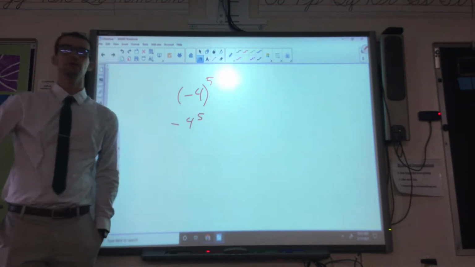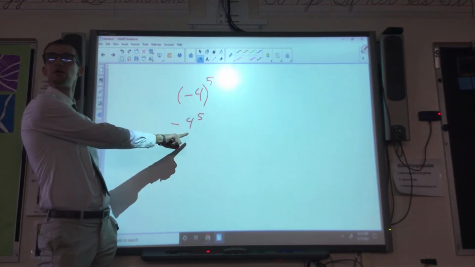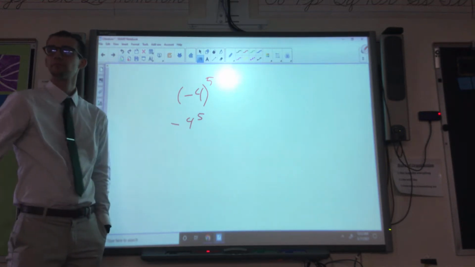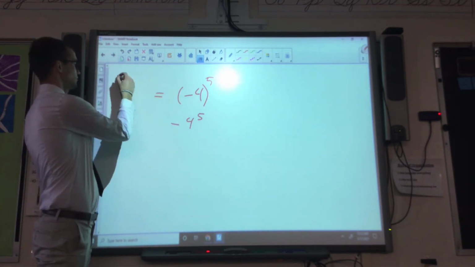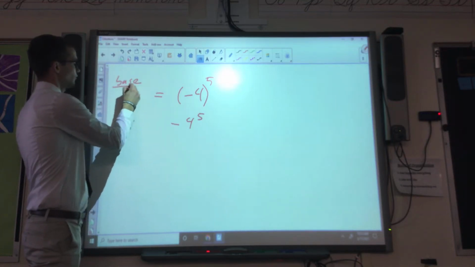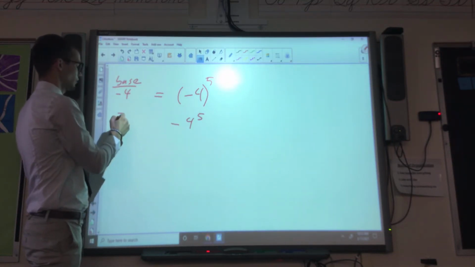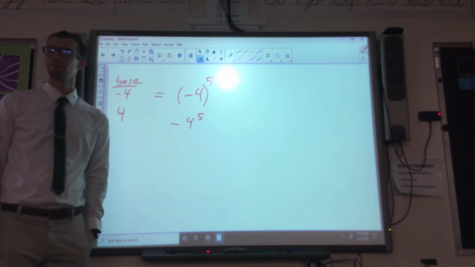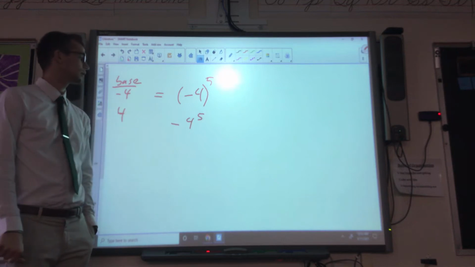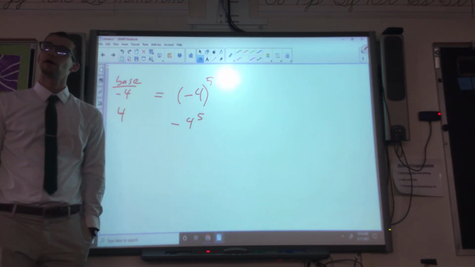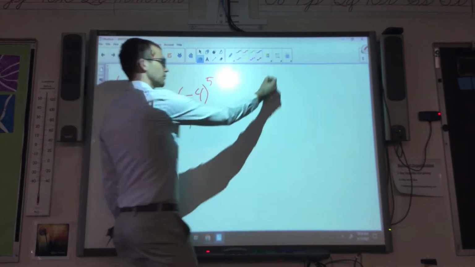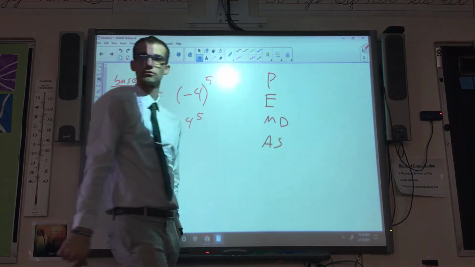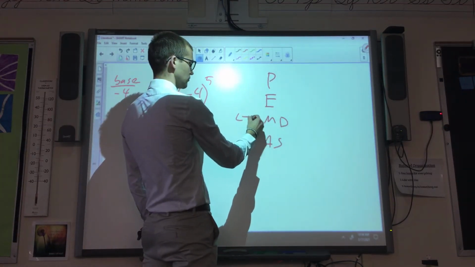We're going to touch on this later, but what's the base here? It's just 4. Here the base is 4, and this one is -4, and this one is just +4. It comes down to order of operations, right?